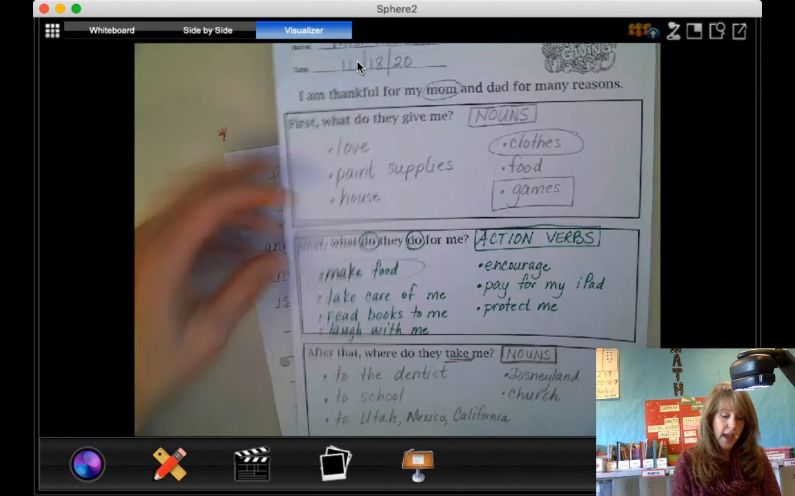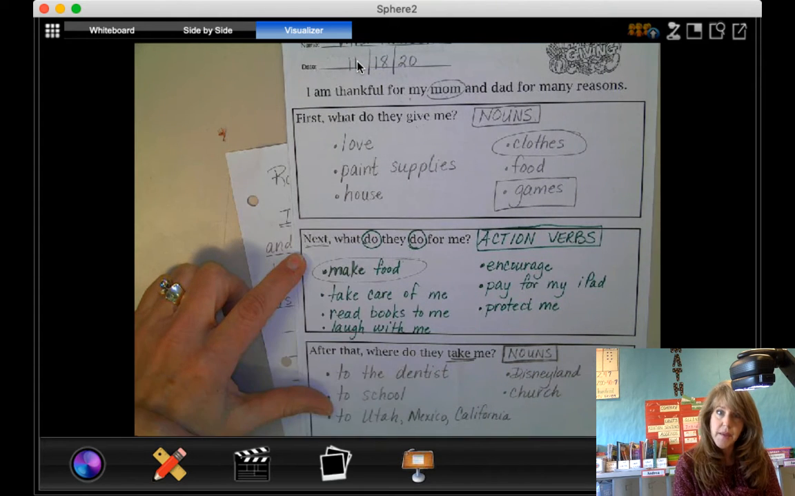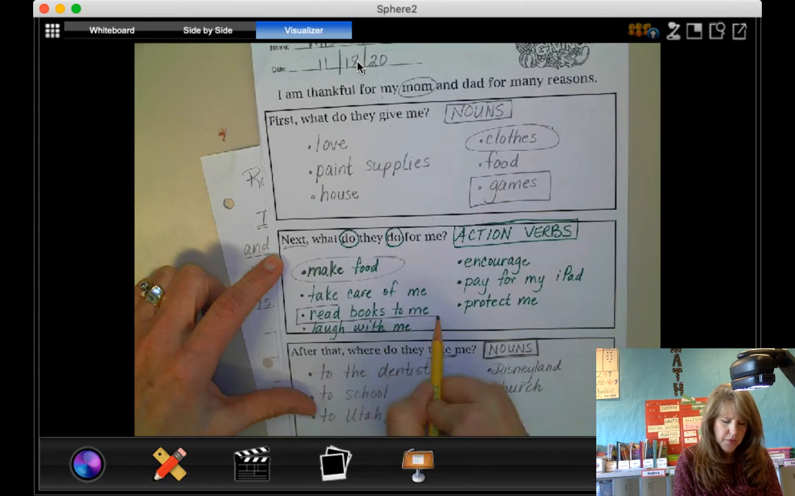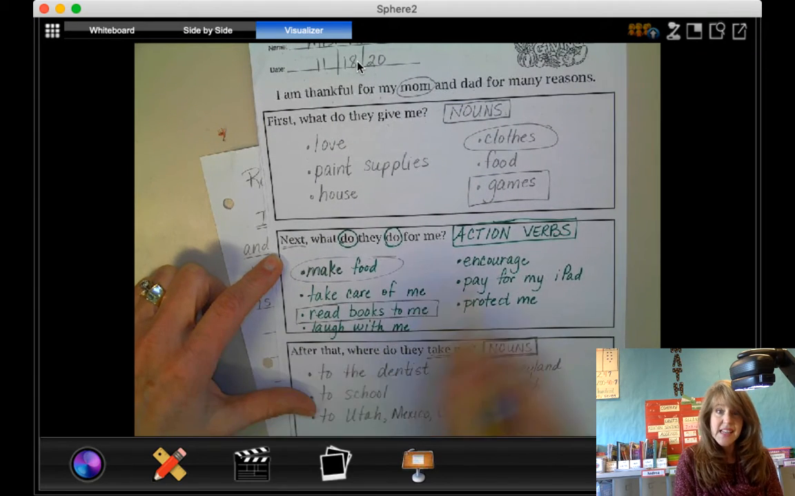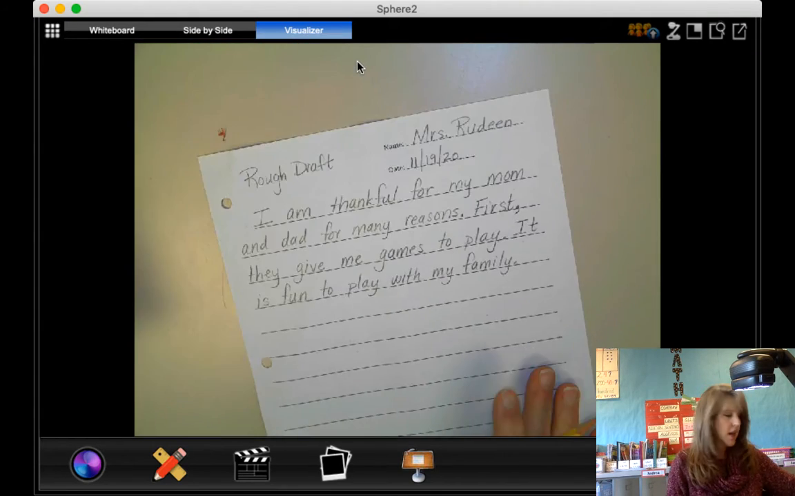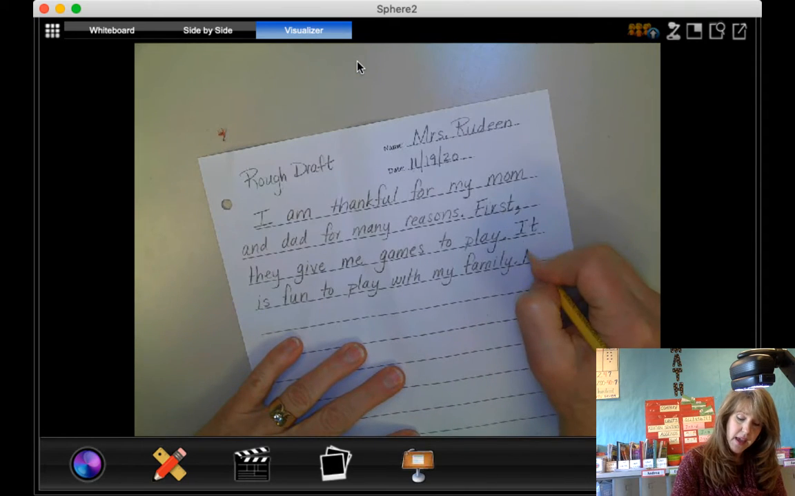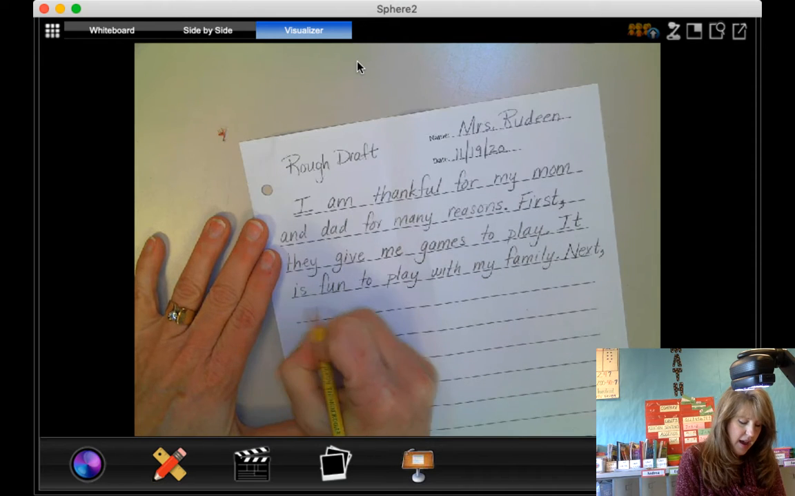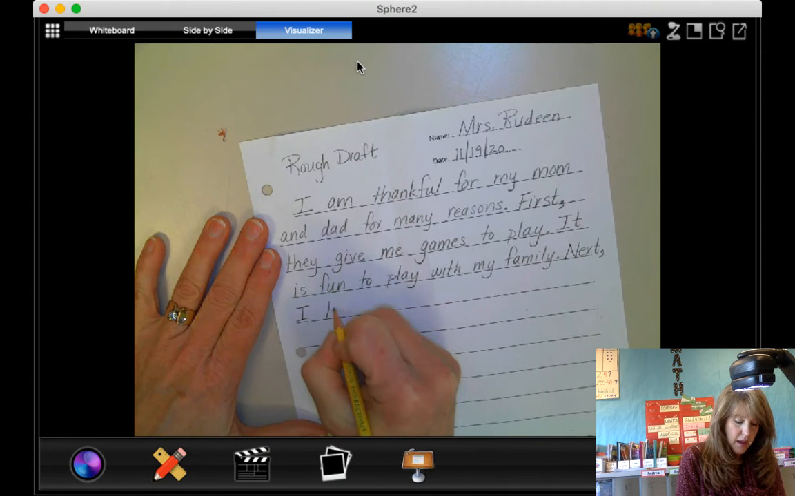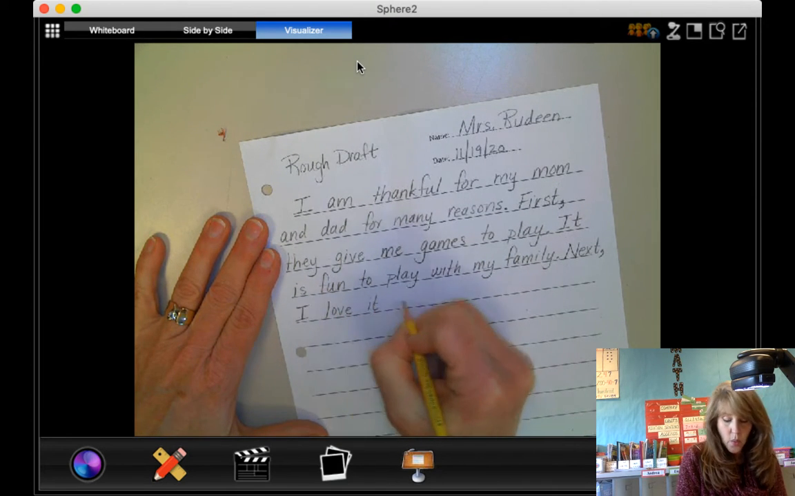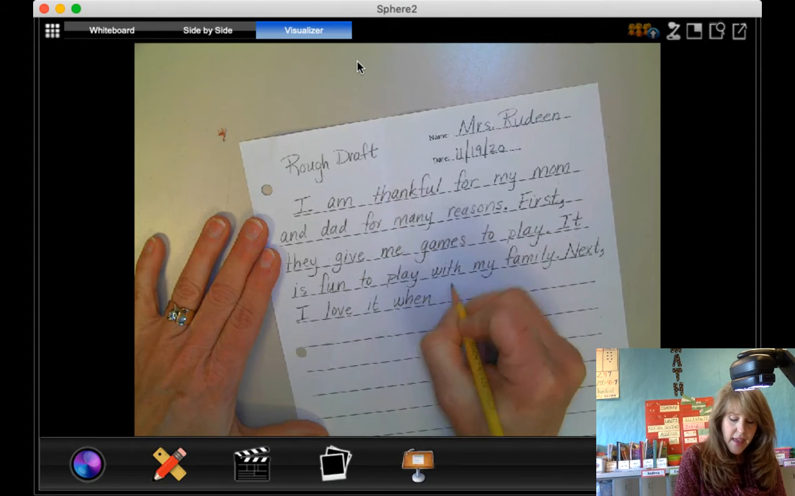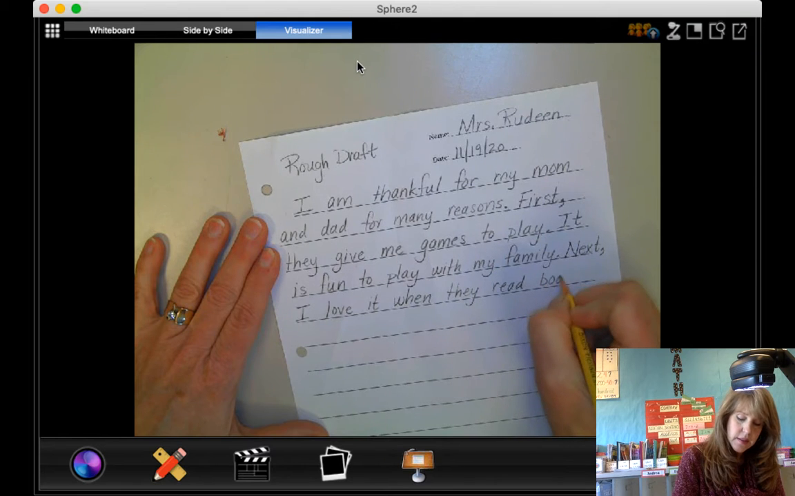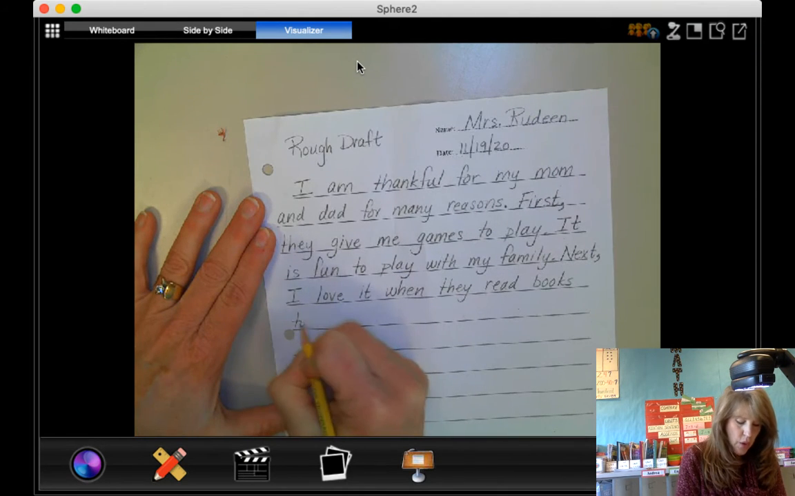Then I look at what's the next reason I'm so thankful for them. And I'm going to choose this one. I'm thankful that they read books to me. That's an action verb. So I'm going to say next, because I have room for that word, next. I love it when they read books to me.